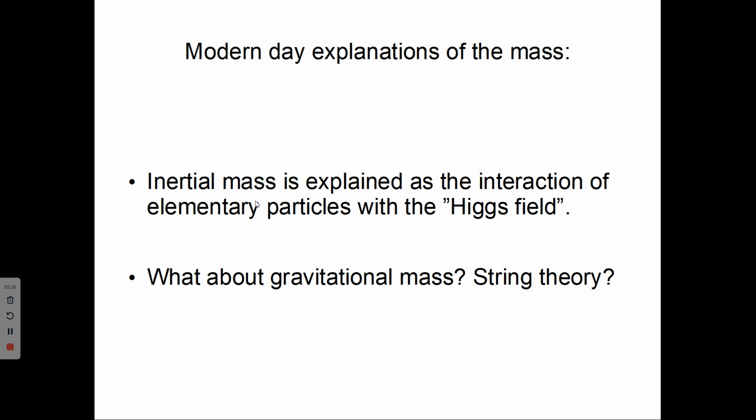We can just name in passing some of the modern day explanations for the mass. As I mentioned previously, it has been considered as a very profound question, and it's, I mean, in quite recent years that there was this big fuss from the Large Hadron Collider that they had finally found the Higgs boson. And inertial mass, as I understand it from modern physics, is explained by elementary particles interacting with the Higgs field. And what about the gravitational mass? Well, I presume the only modern theory, mainstream theory, that attempts to predict gravitational mass is string theory. But I don't know too much about these topics.